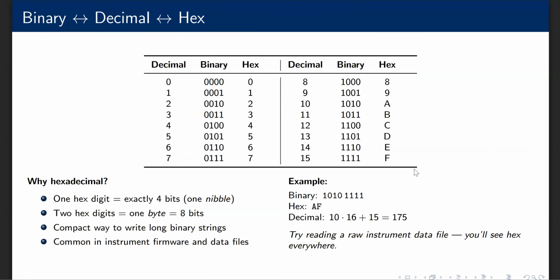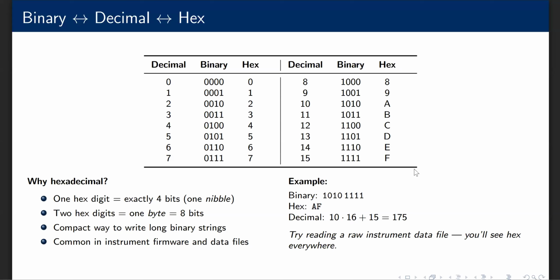Here we have a table which shows the decimal 0 through 15 in all 3 systems. You can probably notice a pattern. 4 bits give you exactly 16 values, which is exactly 1 hex digit. This is why hex is so convenient. 2 hex digits is 8 bits or 1 byte. You'll see hex everywhere in an instrument: data files, raw data dumps, instrument firmware, register addresses.